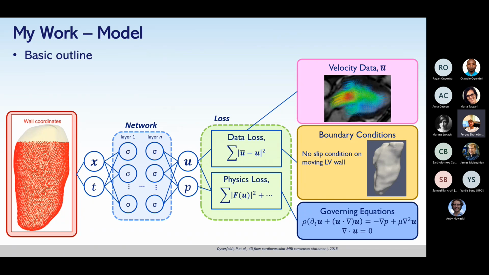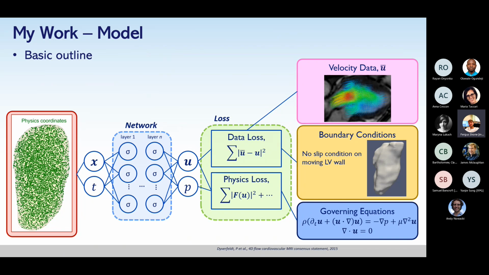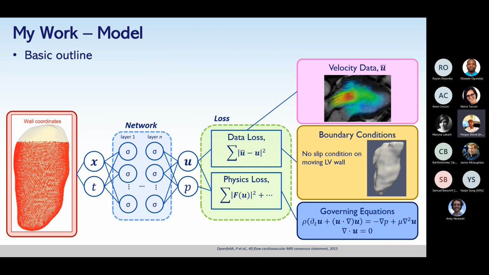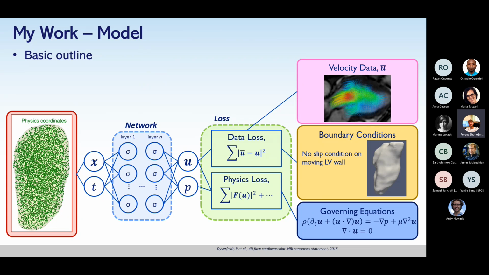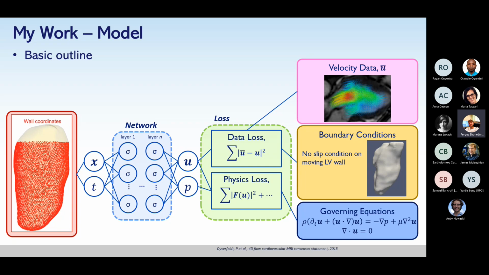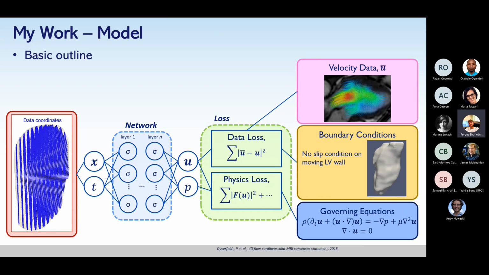So yeah, this is the model I use. I have three loss components. I have the velocity data, the 4D flow MRI, and the boundary condition. I use just the no-slip condition on the moving wall on the endocardium. You don't know anything about the inflow and outflow conditions, so that's the only boundary condition I can apply here.